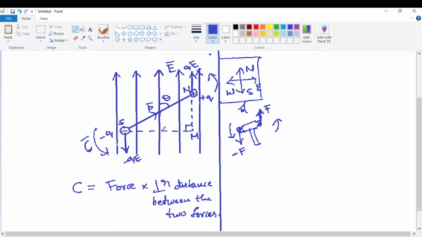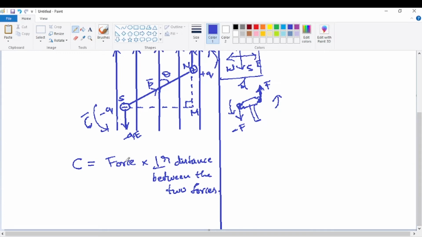So what is the perpendicular distance between the lines of action of the two forces? SM. So that can be used here in this equation. Force into perpendicular distance between the lines of action of the two forces. So this is the equation for moment of couple. Now just observe here. We are writing only the equation for the magnitude of the moment of couple.